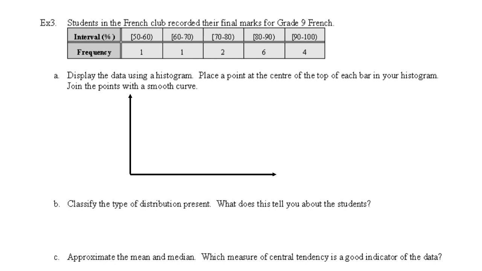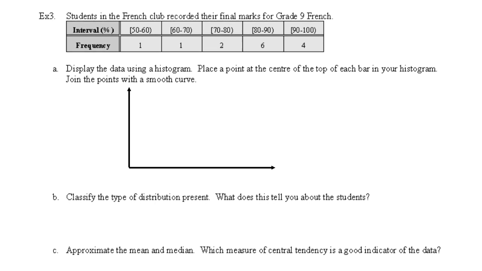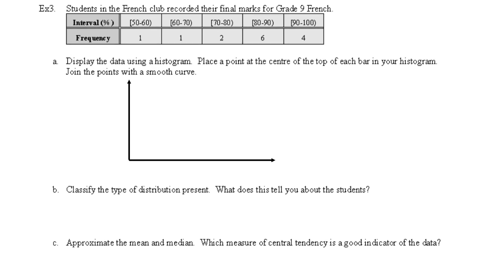Now, for example 3, we're doing the same thing again, right? We've got the students in the French club that recorded their final marks for grade 9. And here are the marks. Okay? And here's what we're going to do. We're going to display the stuff on a histogram just like before.